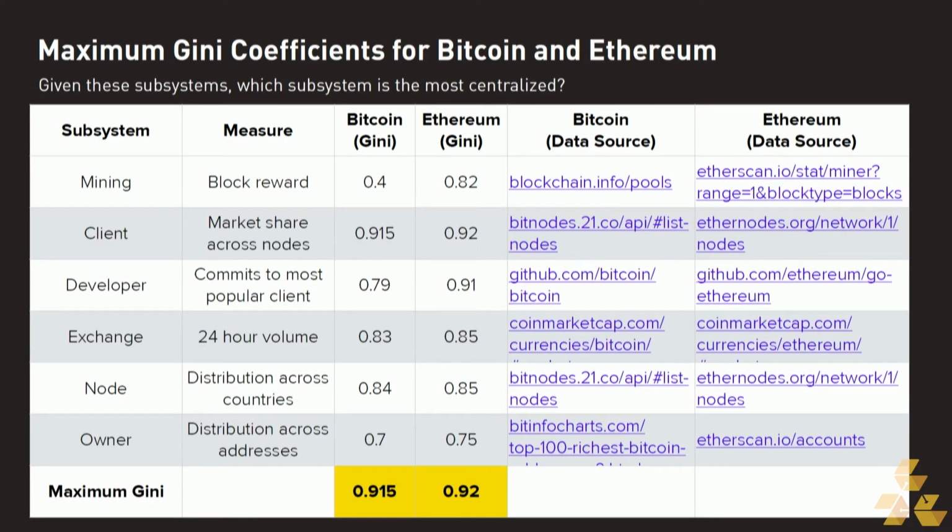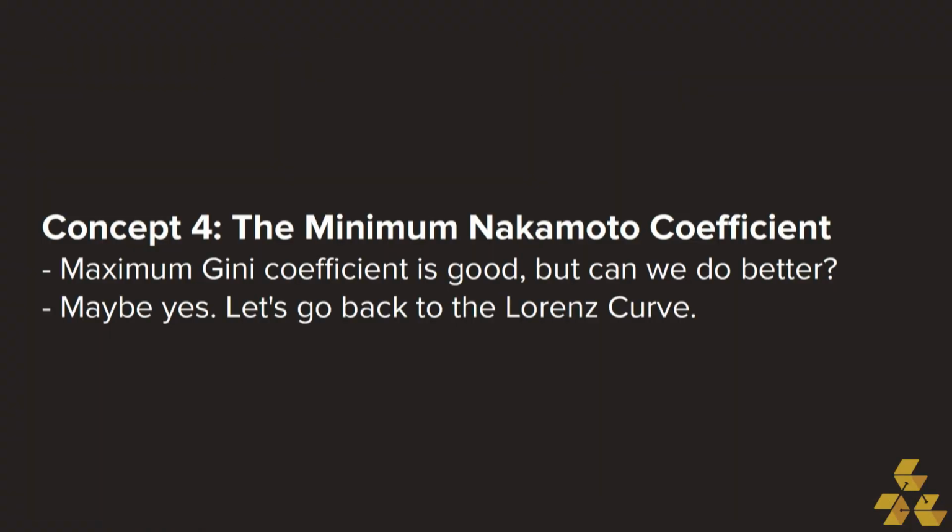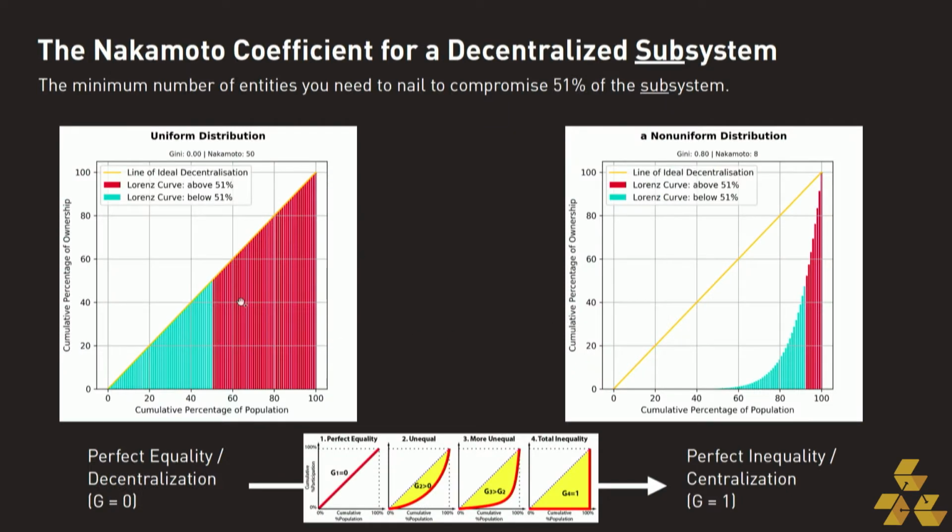And we've got something which is a little more intuitive still, which we call the minimum Nakamoto coefficient. The idea here is, if we go back to the Lorenz curve, we now ask something that's a little more like an integer. How many people or how many entities do you need to capture in order to capture 51% of the money or the power? So in this case, for example, with 100 people, you need to capture at least 50 people in order to get half the power.